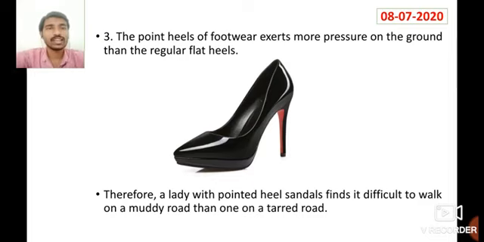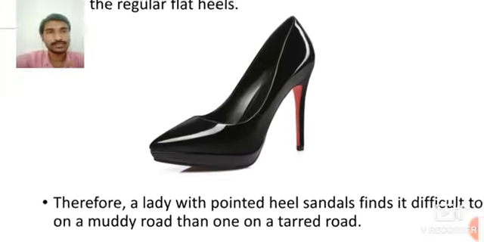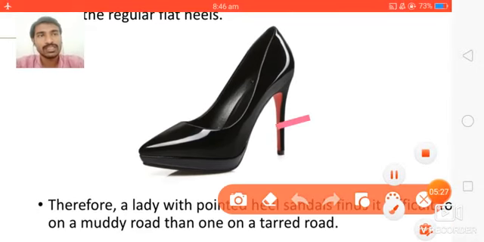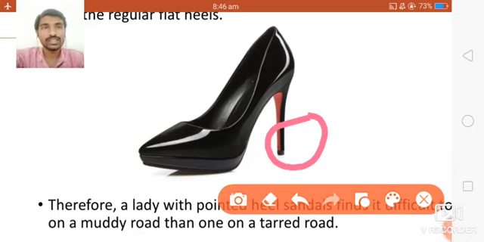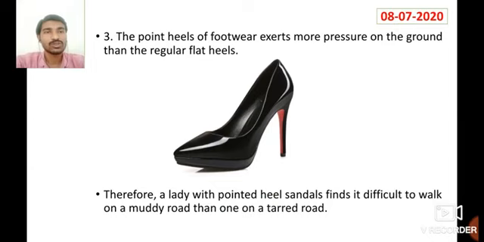Now, the lady with pointed heel sandals finds it too difficult to walk on a muddy road. Why does she find it difficult to walk on a muddy road? Because, observe carefully, this has a very sharp edge here. So when the lady is walking on a muddy road, she will exert more pressure. Why is she exerting more pressure? Because this is of smaller area. So she finds it difficult to walk on a muddy road than on a tarred road.